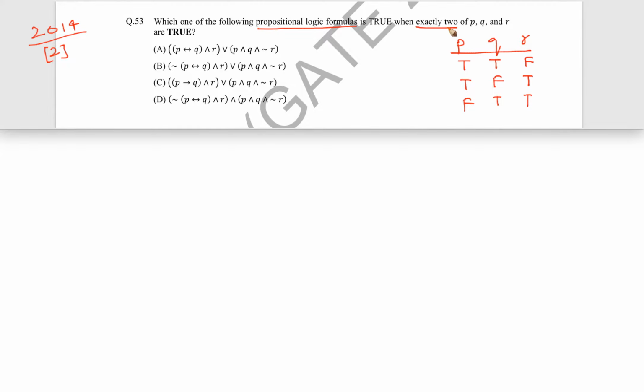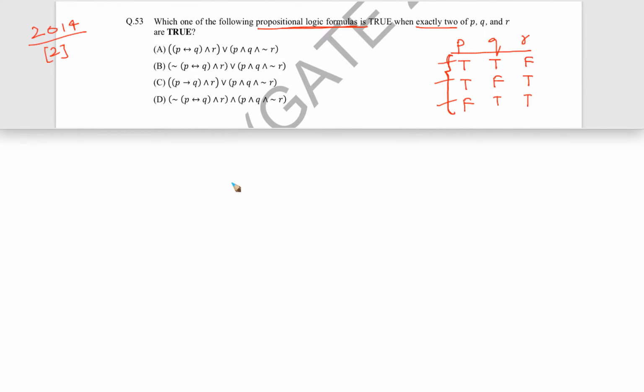So when exactly two of P, Q, R are true, so here these two are true, here these two are true, here these two are true, then in all these cases our propositional logic formula is true. Which one of them is that particular formula which is true in all these cases? That is what we have to find out.